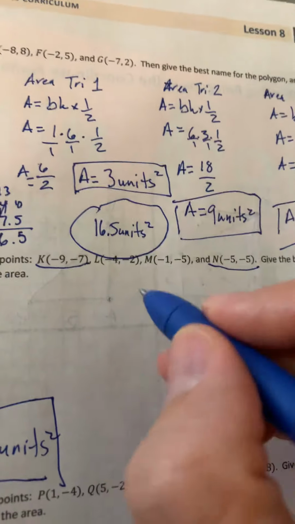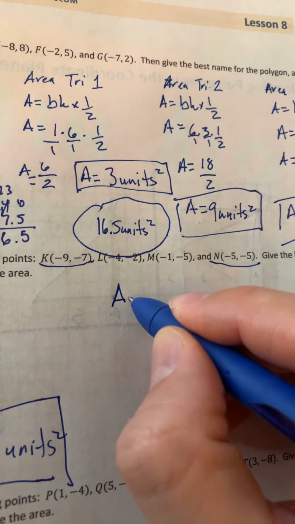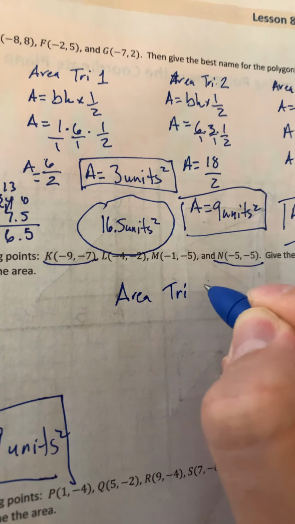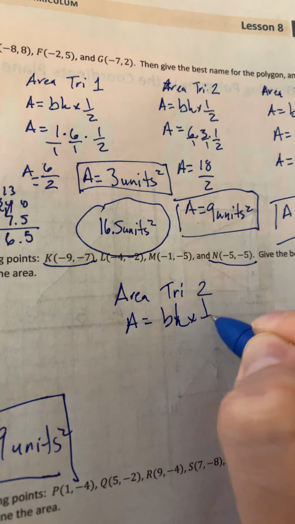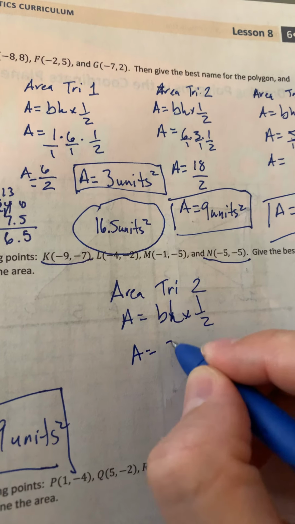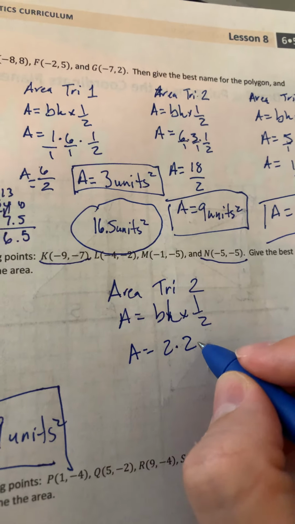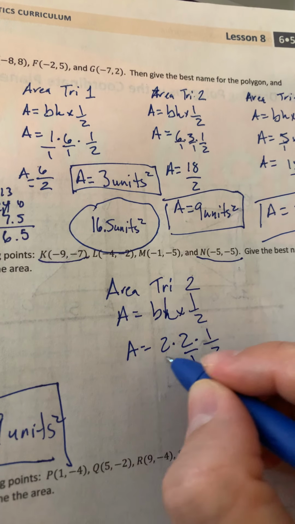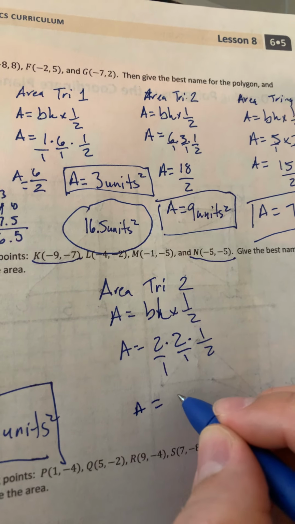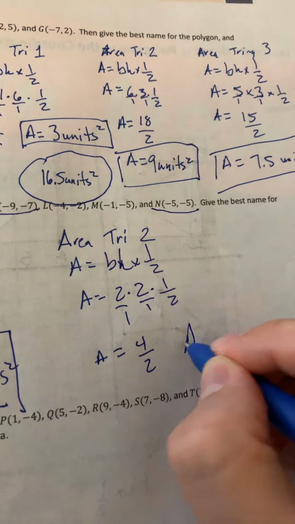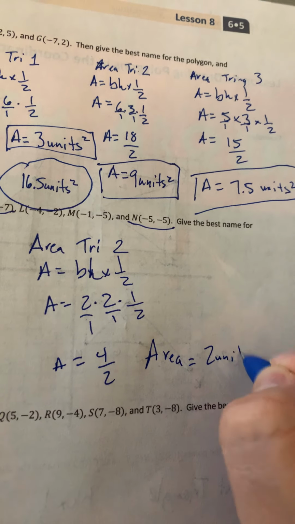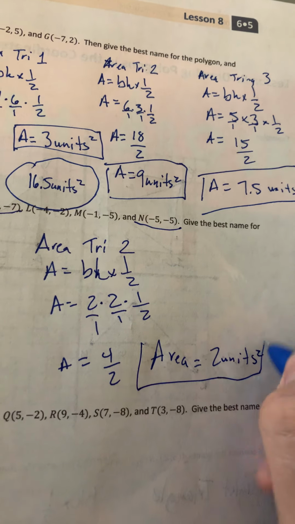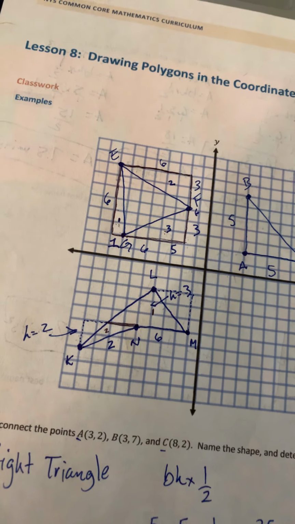So let's see. So it's area of the second triangle. Area equals base times height times 1/2, which we said was 2 times 2. Base was 2, height was 2, times 1/2. Fractions. Area equals 4 over 2. So the area of this triangle is 2 units squared. So the area of the smaller triangle, this one, is 2 units squared.